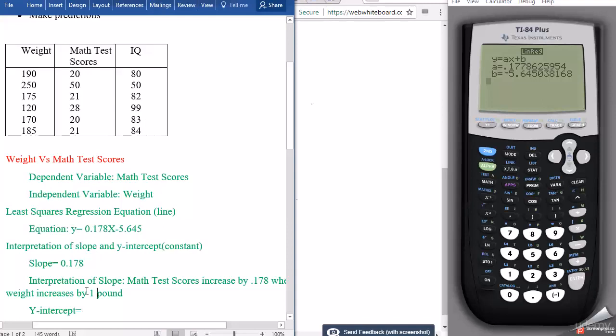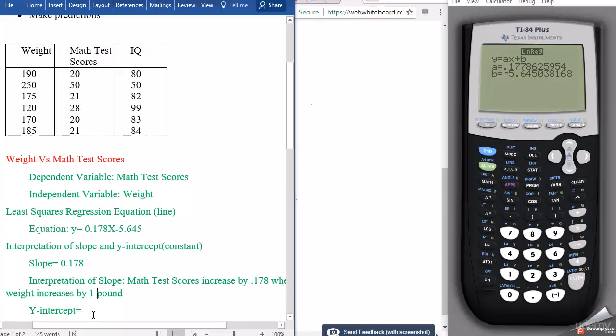So generally the slope is talking about the amount by which the dependent variable increases when the independent variable increases by 1 unit. So in this case, every time we increase weight by 1 pound, the scores increase by 0.178.